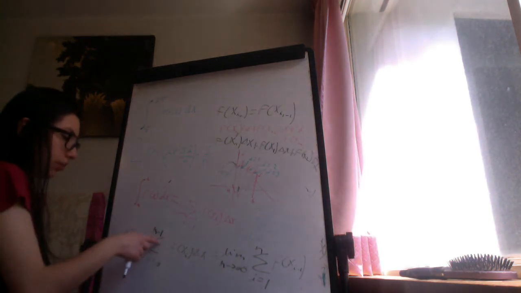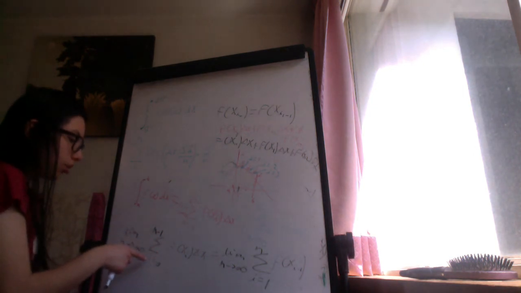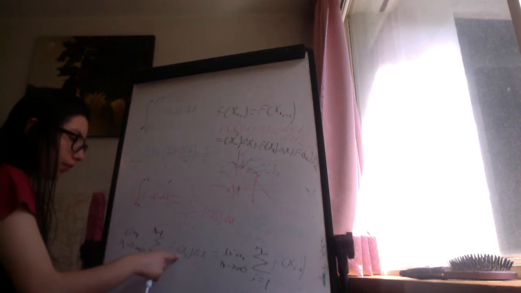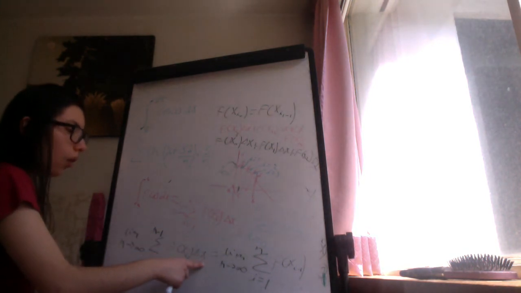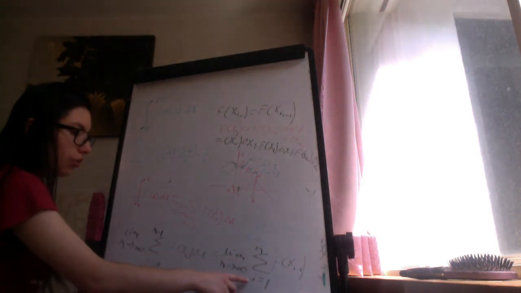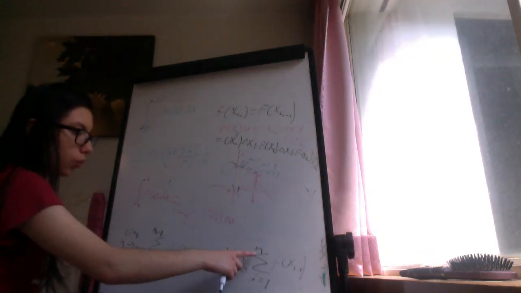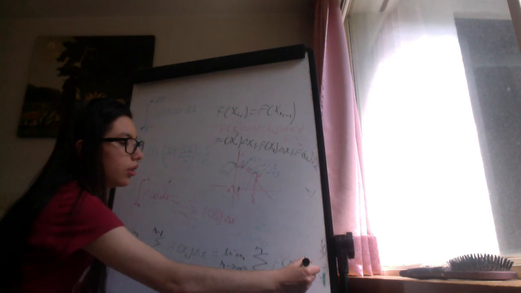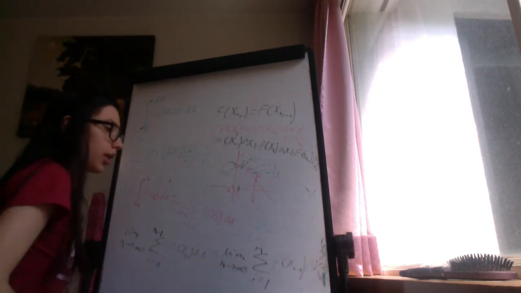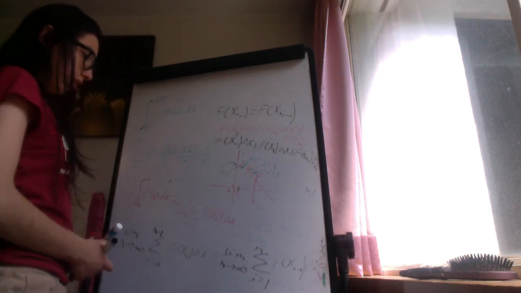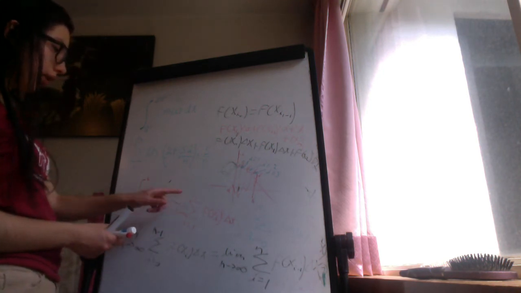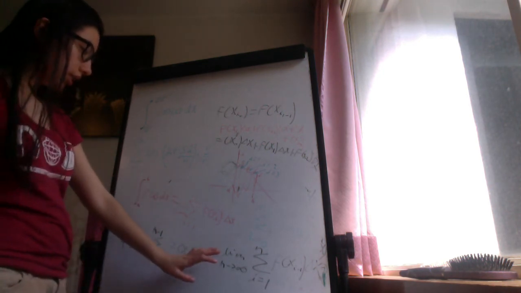You can put it as the summation from i equals 0 to n minus 1 of f of x sub i delta x, or the summation from i equals 1 to n of f of x sub i minus 1 times delta x. This is for the left Riemann sum. This, though, is for the right Riemann sum. Look that it is different.